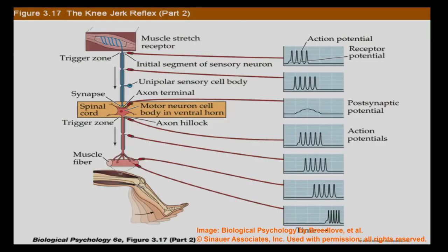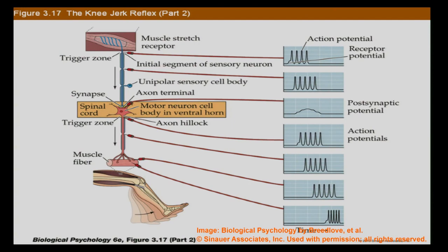Okay, so what's happening here? When the doctor hits the front of your knee, he's activating a sensory element in your quadricep muscle. It's called the stretch receptor. It's activated artificially by banging that little hammer against your knee. But what that stretch receptor does is it sets off action potentials in a sensory neuron that's innervating that stretch receptor within your quadricep, okay?